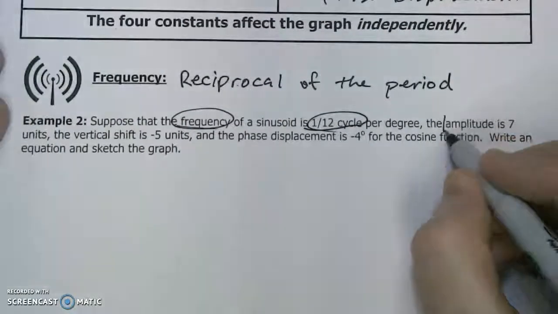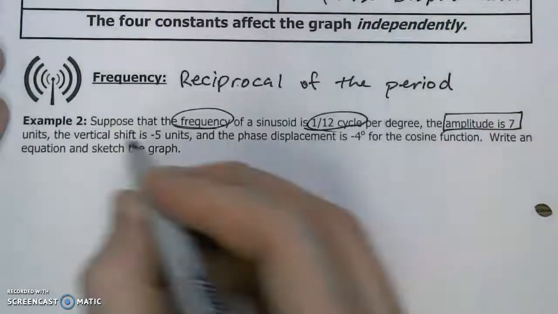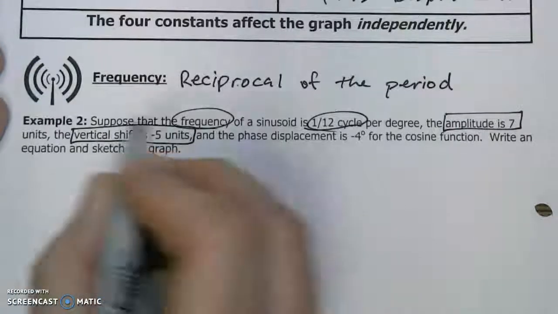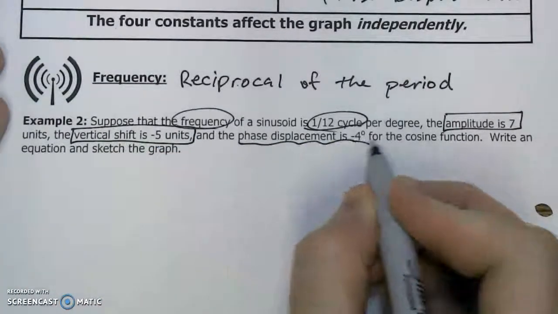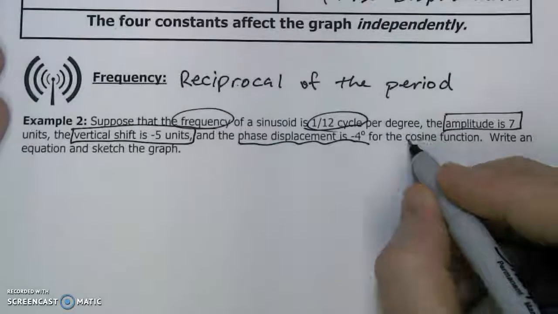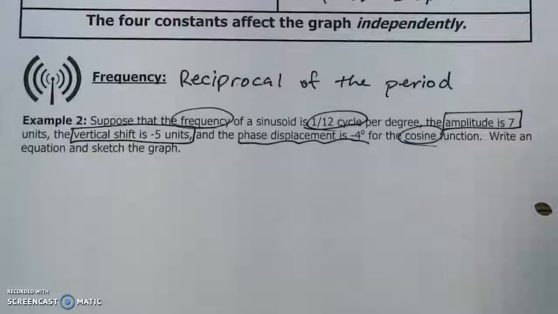We have the amplitude is 7. We have a vertical shift of -5. We have a phase displacement of -4. It's a cosine function. That should be all we need. So let's just go ahead and write that stuff down.